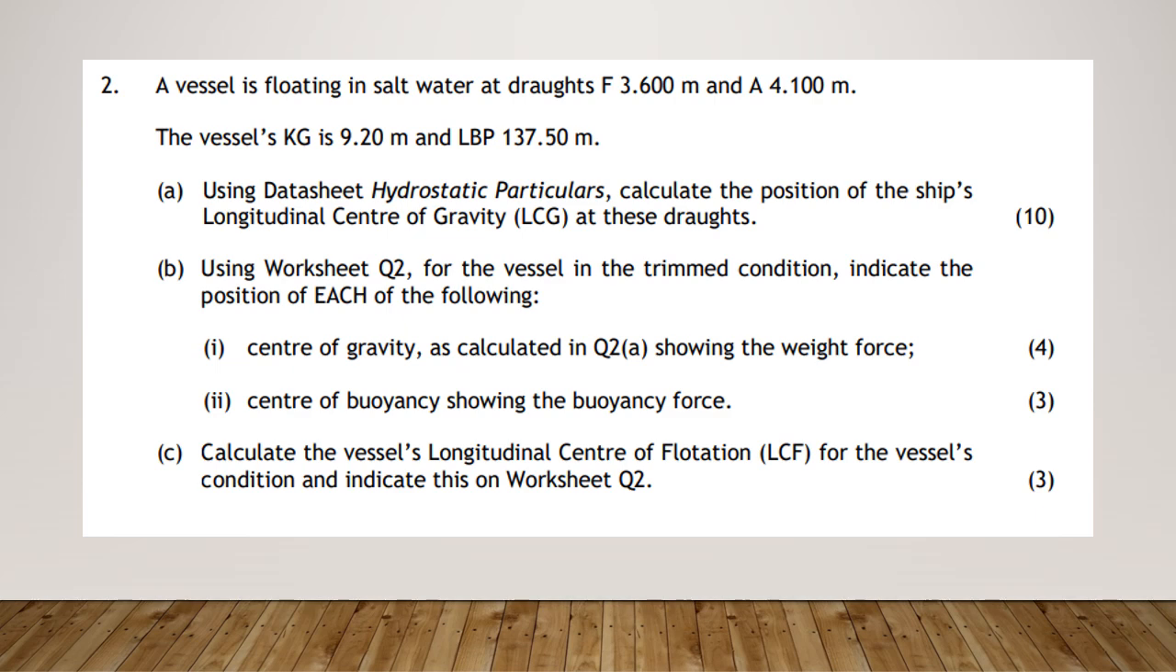Part A. Using datasheet hydrostatic particulars, calculate the position of the ship's longitudinal center of gravity (LCG) at these drafts. Part B. Using worksheet Q2 for the vessel in the trimmed condition, indicate the position of each of the following. Number 1. Center of gravity as calculated in question 2A, showing the weight force. 2. Center of buoyancy, showing the buoyancy force. Part C. Calculate the vessel's longitudinal center of flotation for the vessel's condition and indicate this on worksheet Q2.